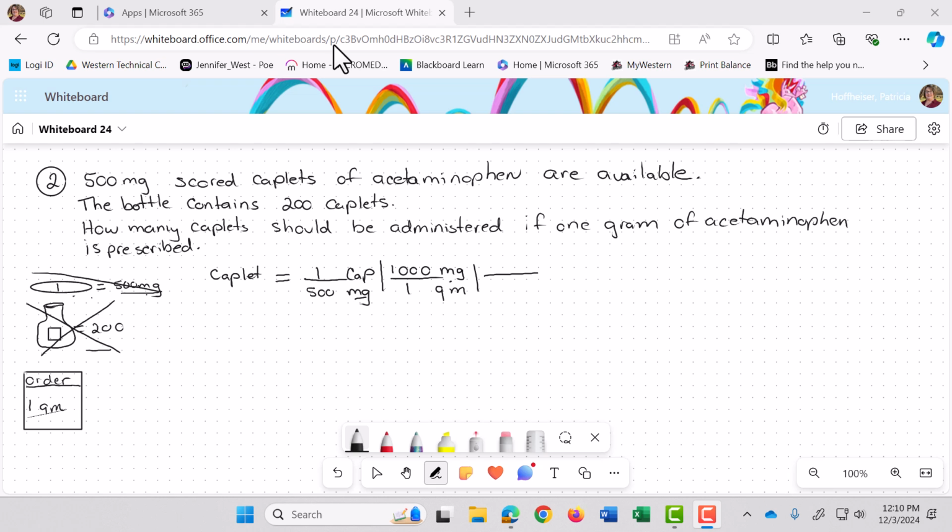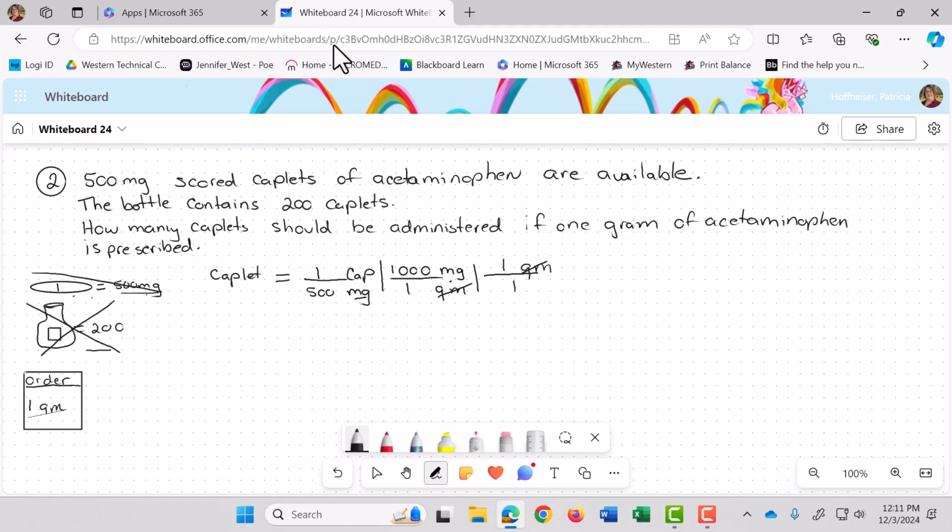And then they go back to their problem, which is their order. The ordered dose is 1 gram. So now they've got 1 gram on top, and the invisible 1 goes there. Now I ask the students, ask yourself, have I completed my problem? Do I have all the conversion factors I need? Is everything set up? And the way you know that is by cross-matching all of your units of measure.